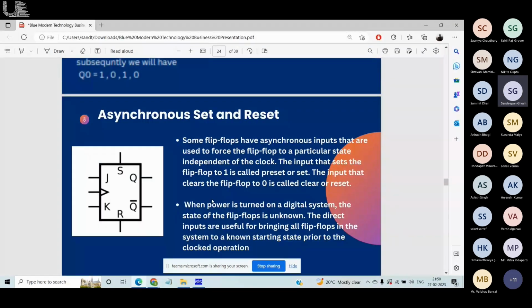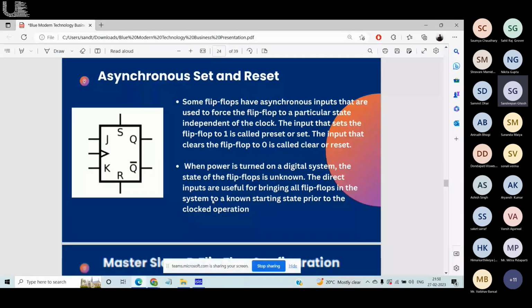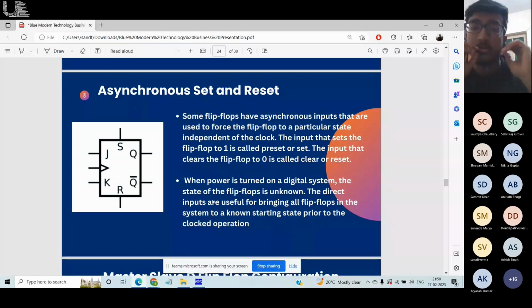Yeah, so coming to asynchronous set and reset. Each flip-flop that Swami has shown you so far has two extra pins, S and R. When you have a real hardware flip-flop and power it on, you don't know the outputs. It's random. Sometimes you can have 0, sometimes 1. So to set it to a specific value, there are two pins, one is S, one is R.